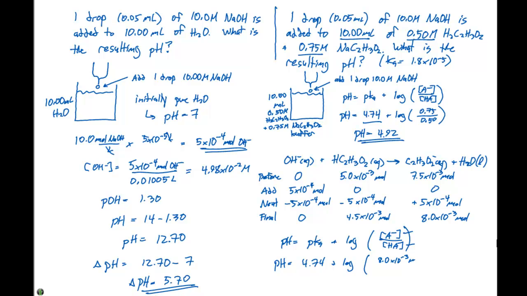to the minus 3 moles, divided by, we'll say X liters, divided by the concentration of HA, which is 4.5 times 10 to the minus 3 moles, divided by X liters. So it doesn't matter how much of this particular solution we added, the liters right here are going to cancel. So this is why we can use moles instead of concentration in these particular equations. When we do this, we're going to get a pH value equal to 4.98.